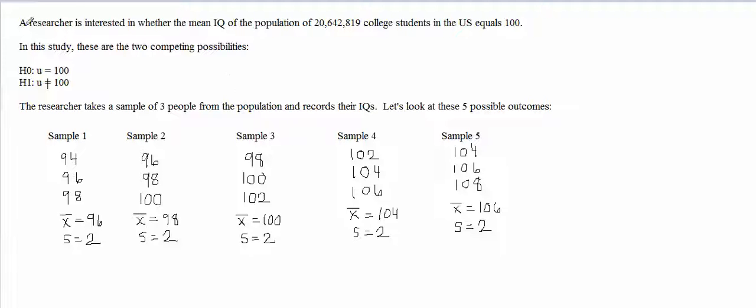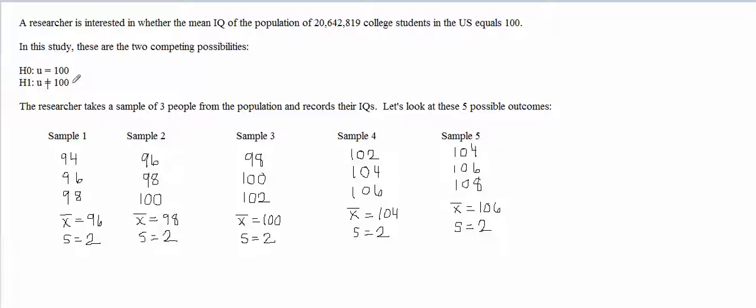It says that a researcher is interested in whether the mean IQ of the population of all college students in the US equals 100. The researcher wants to know if he or she added up all of these IQs and divided by this number, would the answer come out to 100? There's two competing possibilities. Either it is 100 or it isn't 100. One of those has to be true.